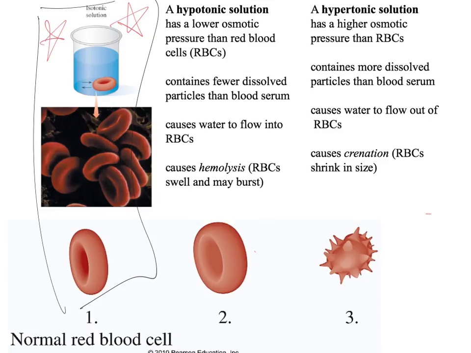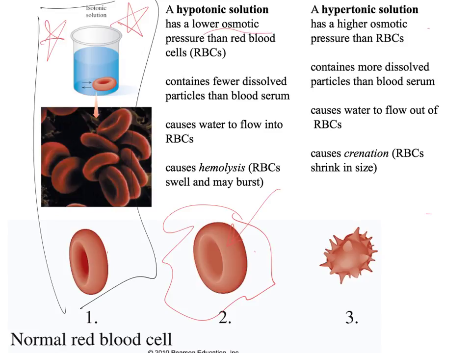A hypotonic solution has a lower osmotic pressure than the red blood cells. They contain fewer dissolved particles than what's happening in your blood serum. They cause water to flow in. And if you can tell, this cell is bigger than the other. It causes hemolysis, when the red blood cells swell, and eventually they can burst. Very, very bad thing.